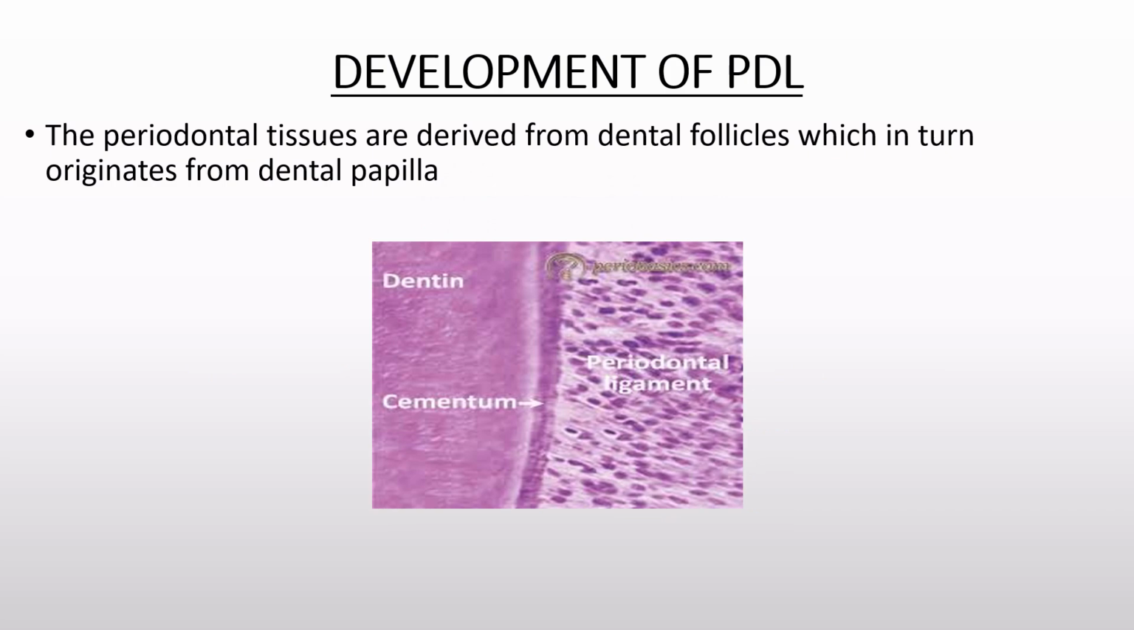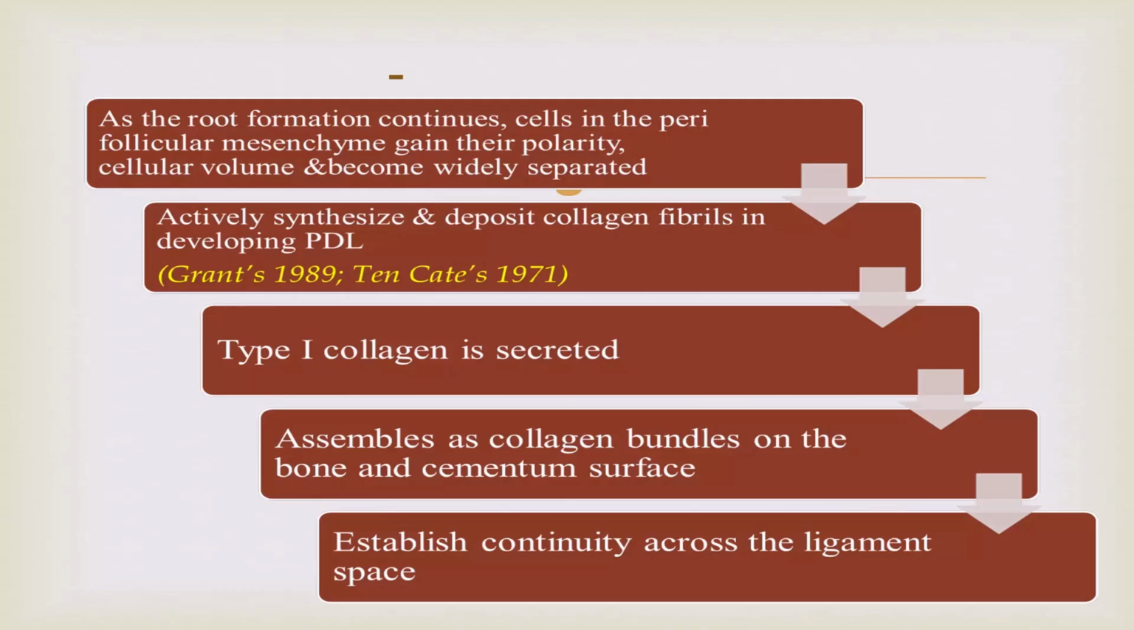Coming to the development of periodontal ligament, the periodontal tissues are derived from the dental follicle, which in turn originates from the dental papilla. And as the root formation continues, the cells in the perifollicular mesenchyme gain their polarity and become widely separated. And the cells can actively synthesize requisite collagen fibrils in the developing periodontal ligament. And the type I collagen is secreted, which assembles as collagen fibrils on the bone and cemental surface, and they establish the continuity across the periodontal ligament space.